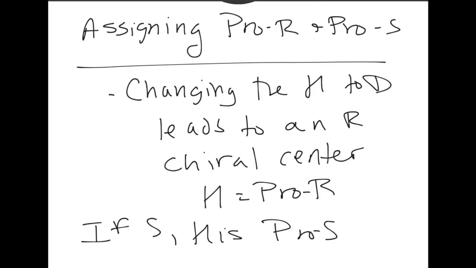Right? So we can take our almost chiral carbon, change a hydrogen to a deuterium, assign R and S, and then say the hydrogen that was on that molecule was pro-R or pro-S. If we made that hydrogen anything else, it became R, so that hydrogen's pro-R.